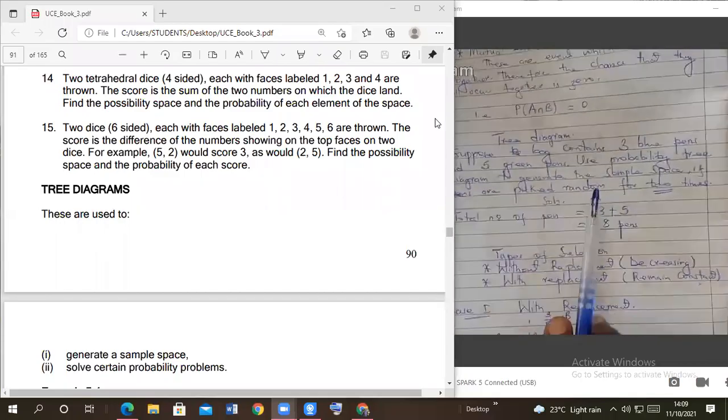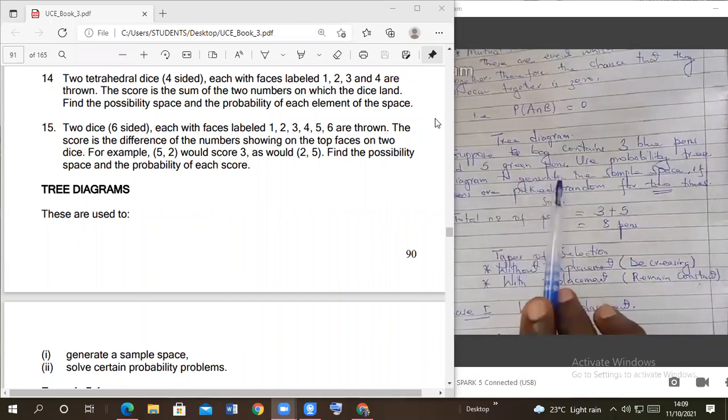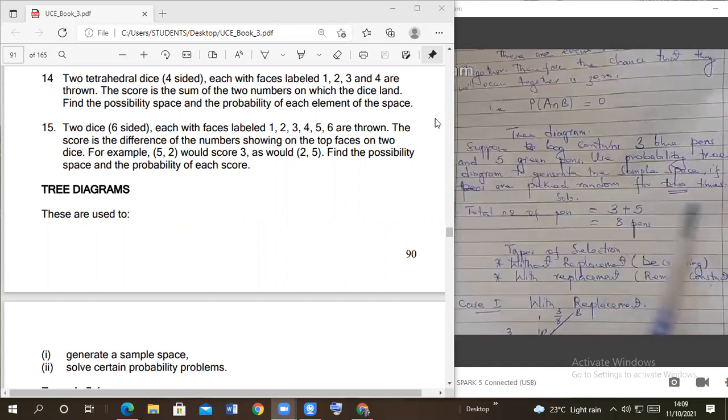Suppose you have a bag, and in that bag you have 3 blue pens and 5 green pens. That we are just giving as an example. Now, use a probability tree diagram to generate the sample space. First of all, here we have 2 events. There are 2 things we expect. There are 2 possible outcomes.